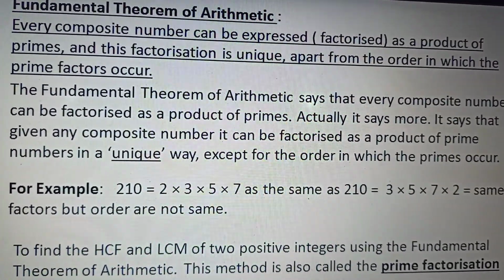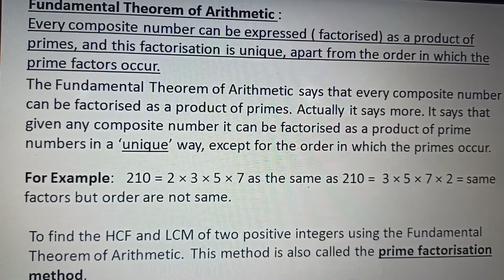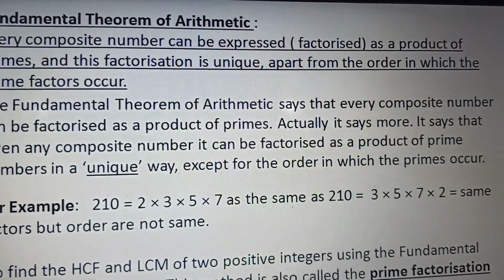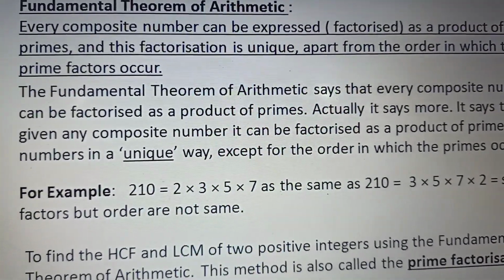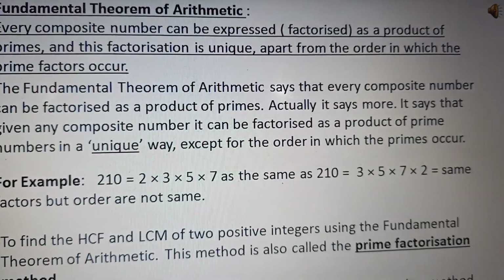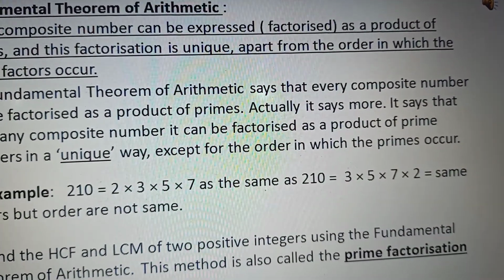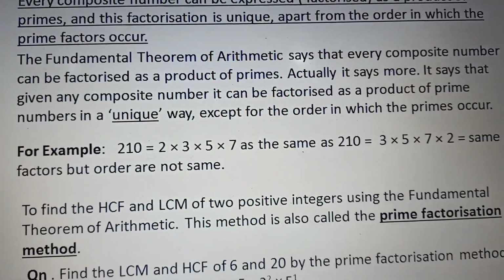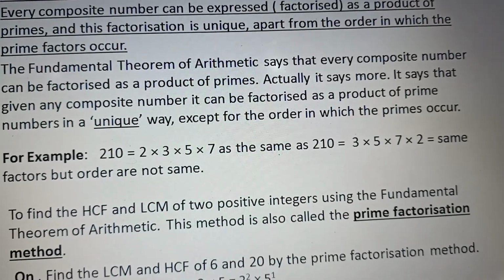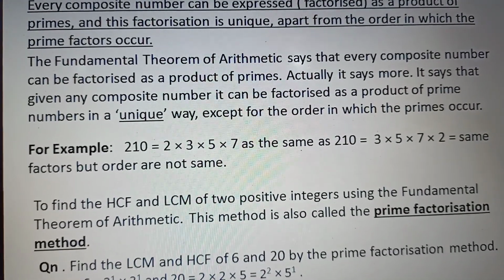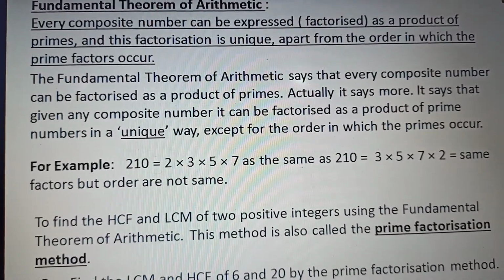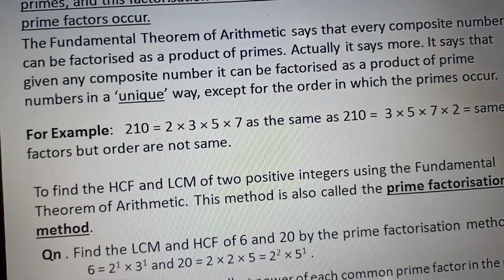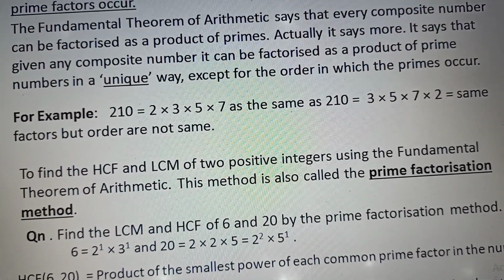Unique means just the prime factors you see, but their order may differ. For example, I have written here 210 is equal to 2 into 3 into 5 into 7. You can write as well 210 is equal to 3 into 5 into 7 into 2. So just see, the prime factors are only 2, 3, 5 and 7 in both ways, but their order is not the same. The prime factors will be the same; the order may or may not be the same.